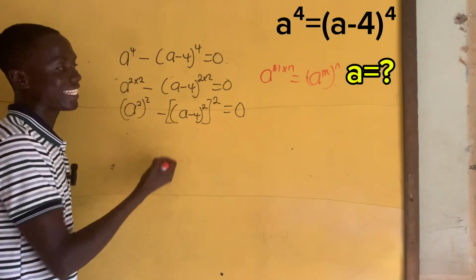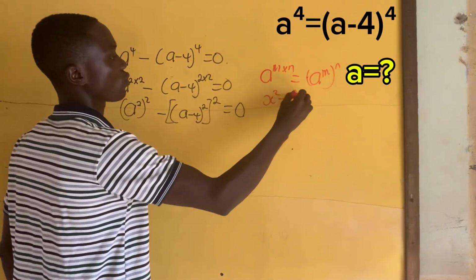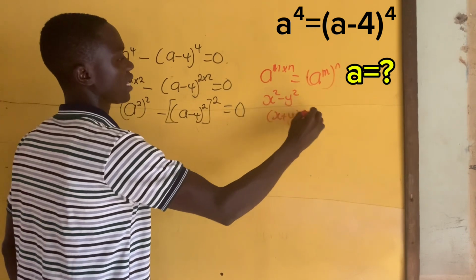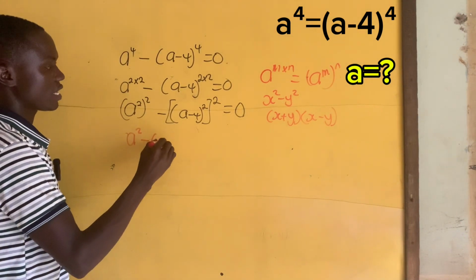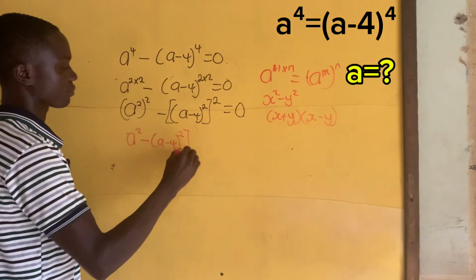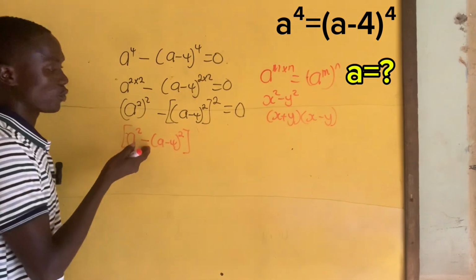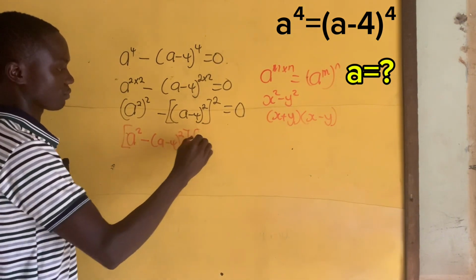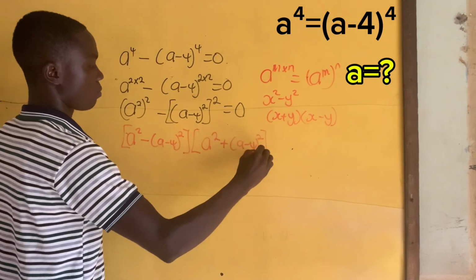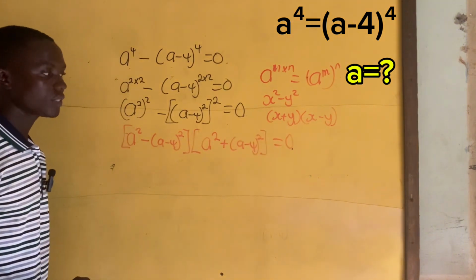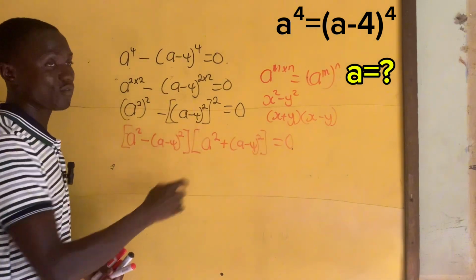Now, this is a standard expression. That is difference of two squares. Remember, if you have x squared minus y squared, it is (x plus y) times (x minus y). So this is going to be (a squared minus (a minus 4) squared) times (a squared plus (a minus 4) squared) equals 0. Remember, you can bring the minus first or the other one first; I brought the minus first. Now, we equate each of the factors to 0.